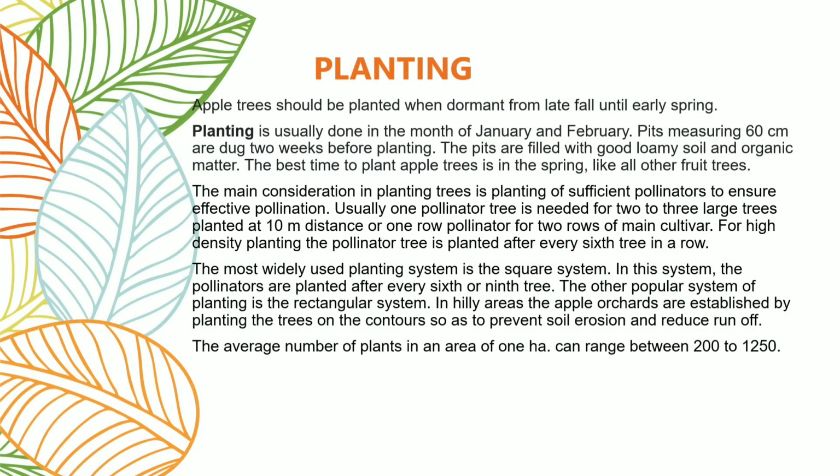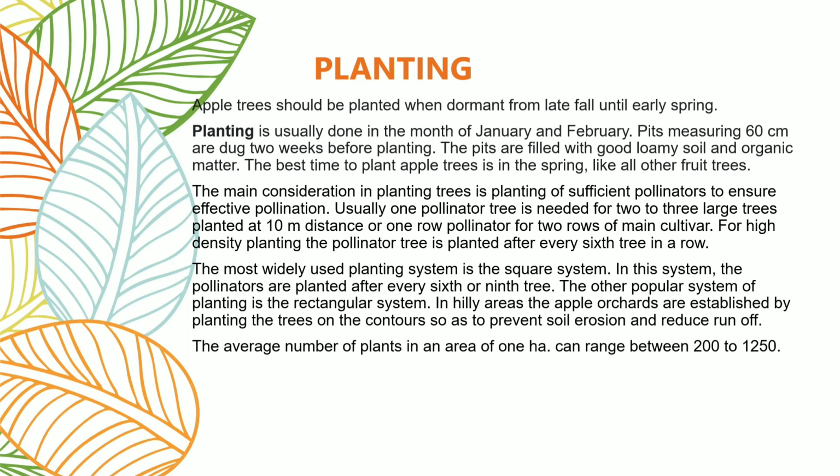Planting of apple trees. Apple trees should be planted when dormant, from late fall until early spring. Planting is usually done in the months of January and February. Pits measuring 60 centimeters are dug 2 weeks before planting, and the pits are filled with good loamy soil and organic matter. The best time to plant an apple tree is in the spring, like all other fruit trees.